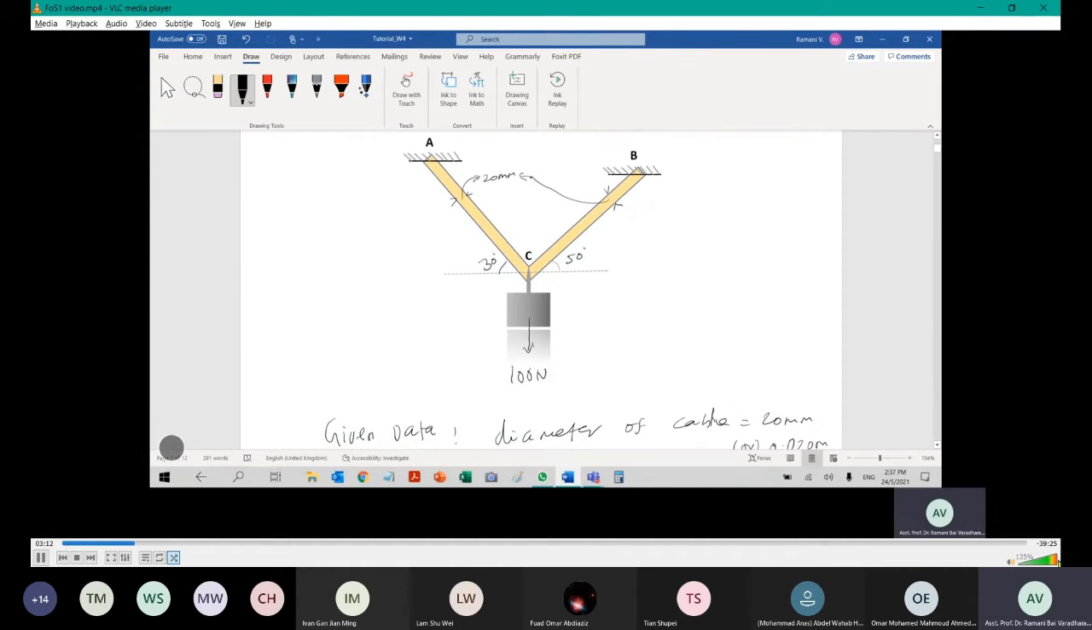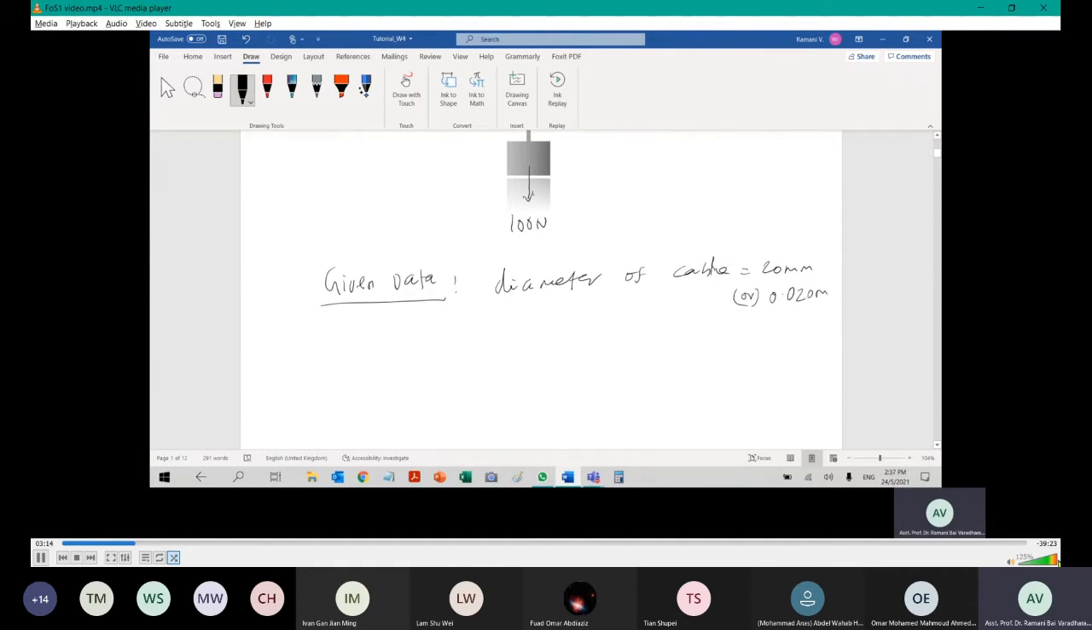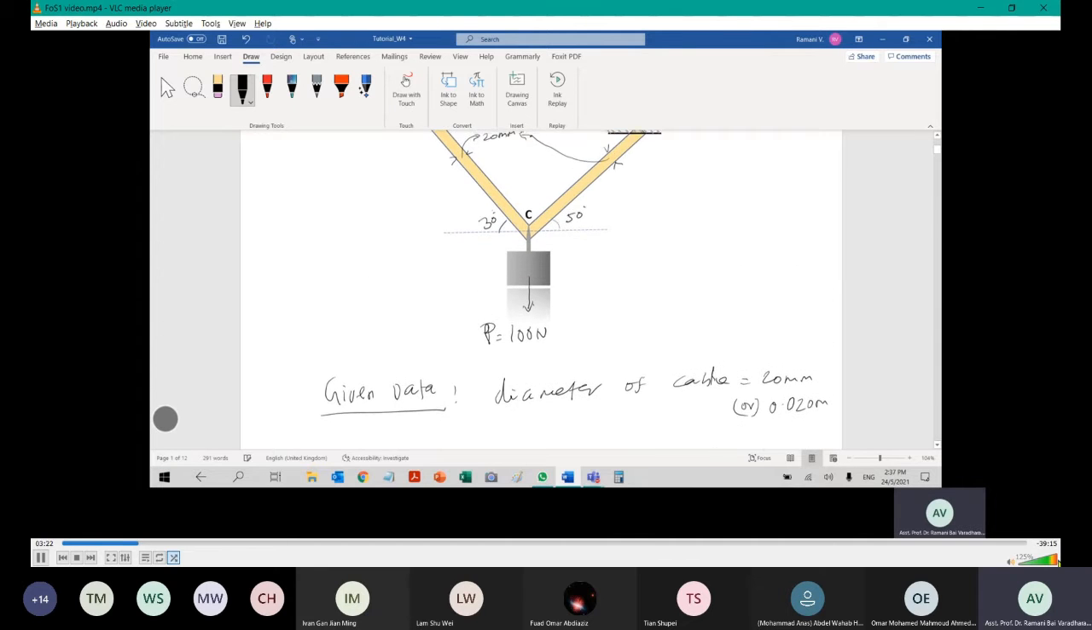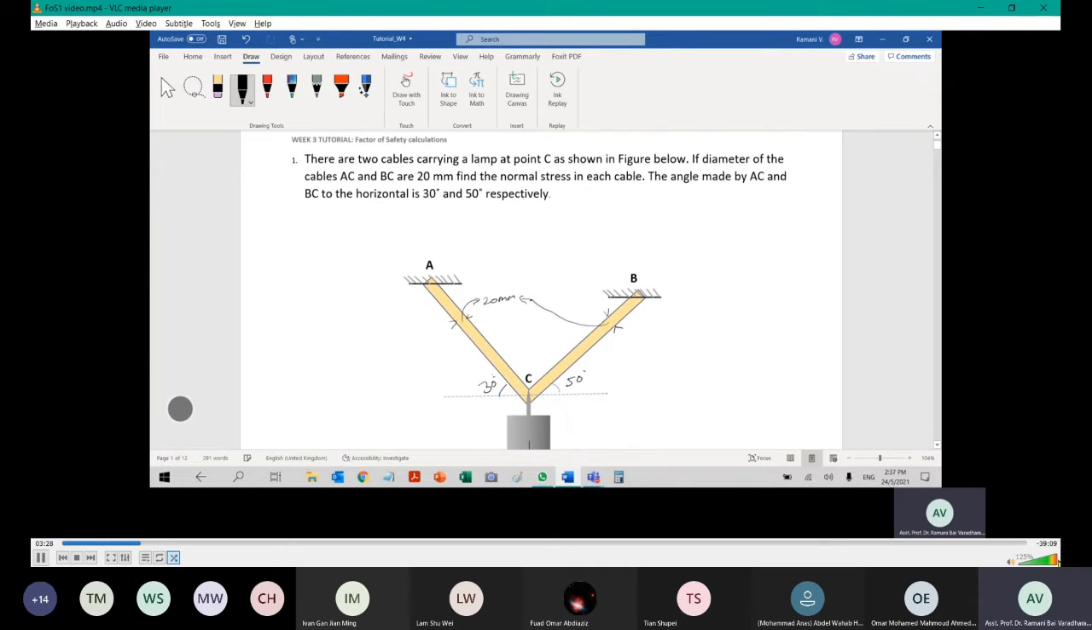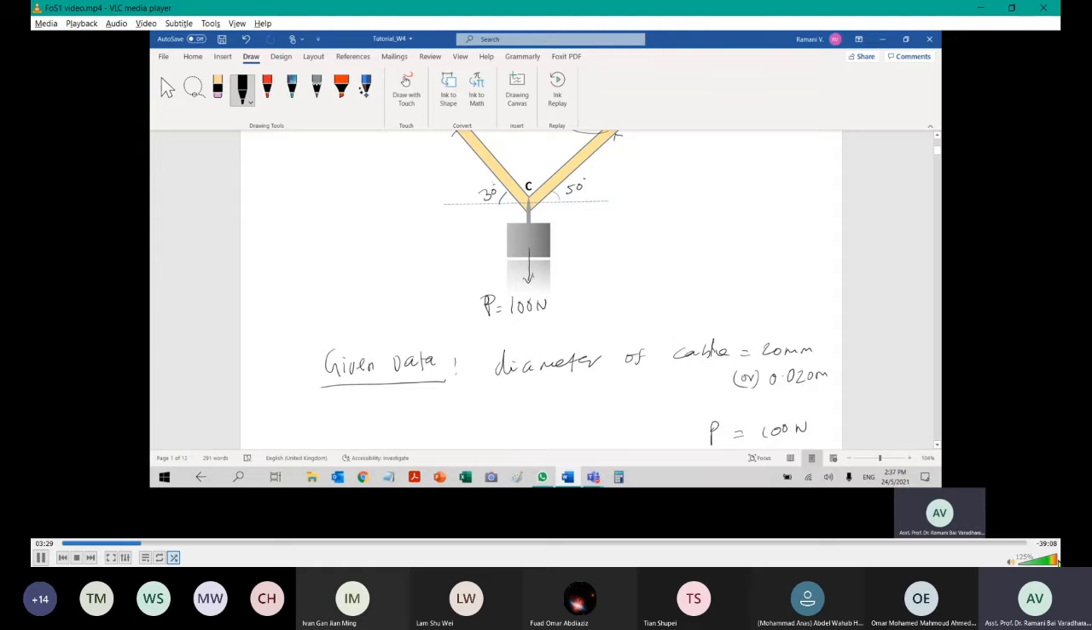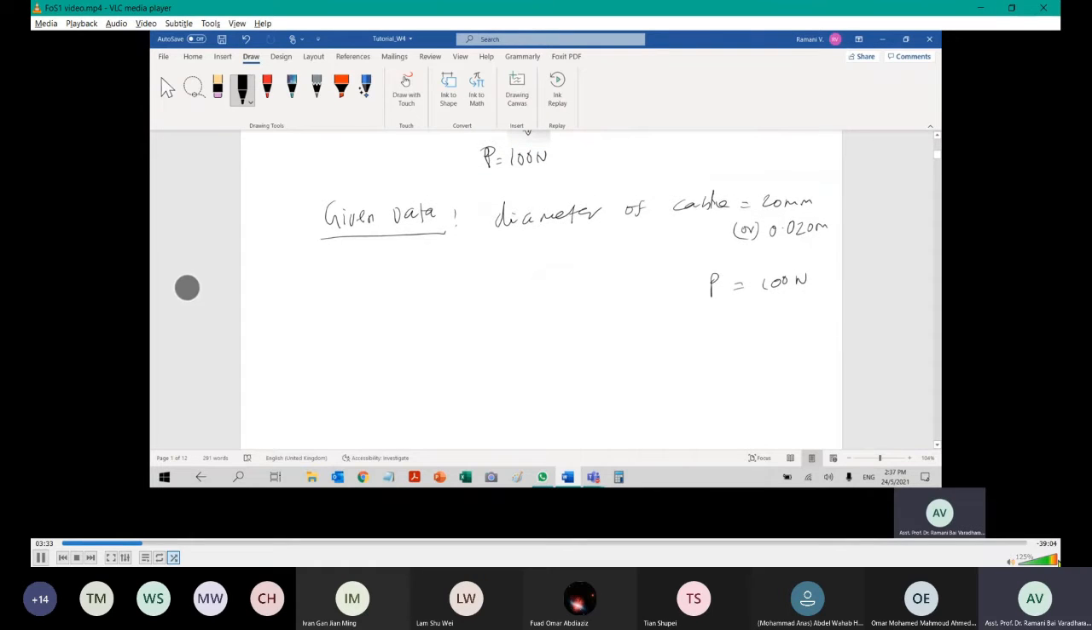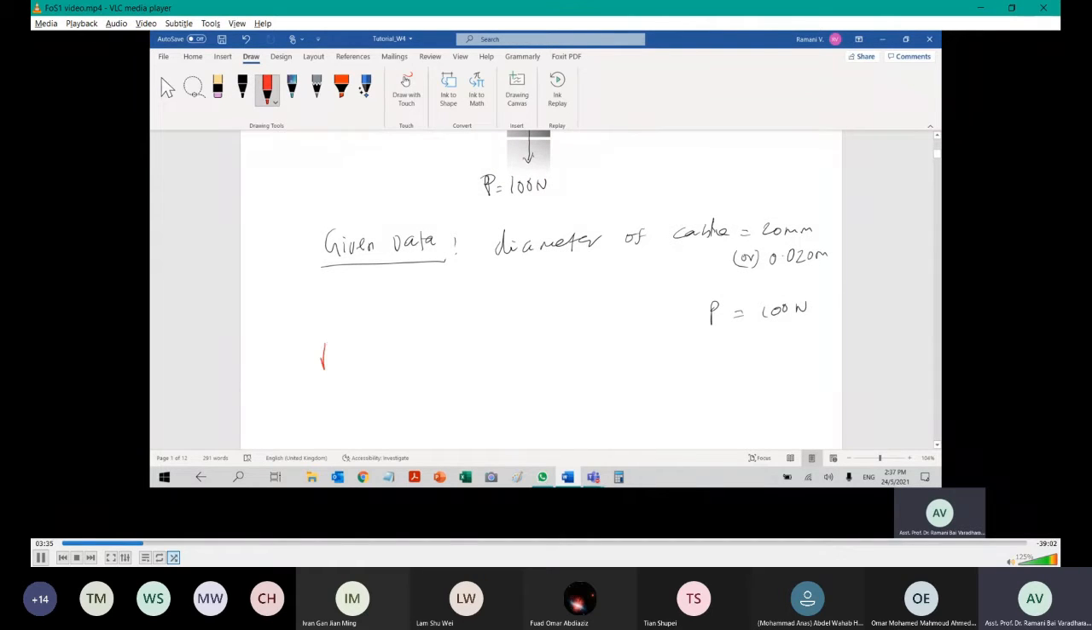And then the supports are fixed and carrying a weight. The load at P is 100 newtons. Angles are given to you as well. Any other data given to you? Only this information. Moving on, it is asked to calculate the required answer.